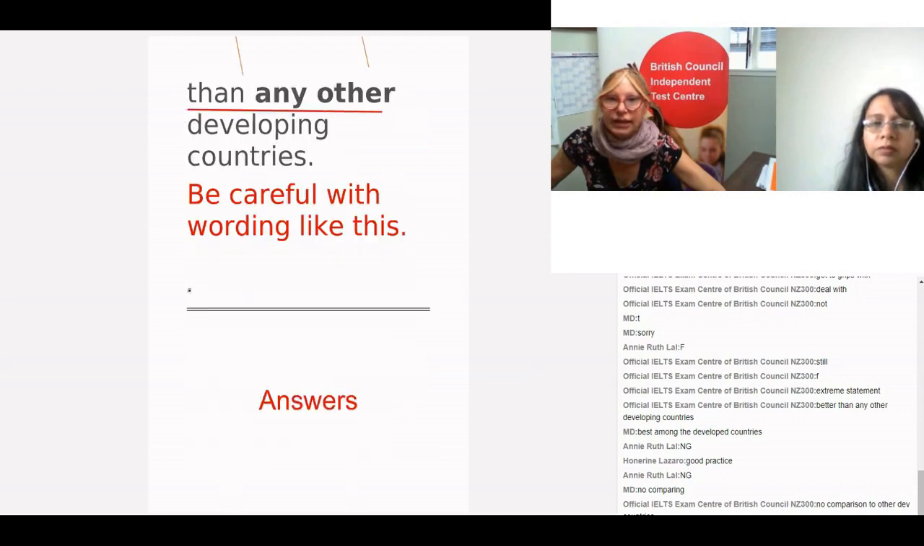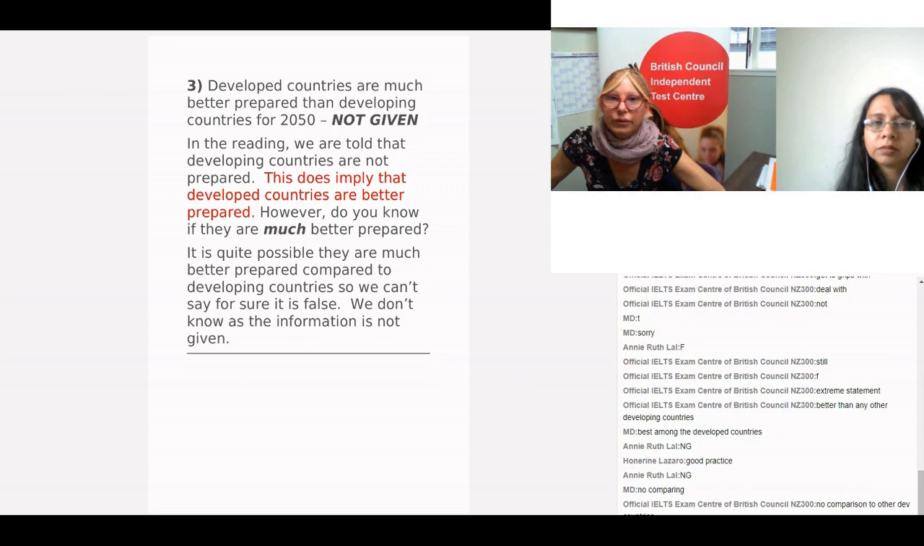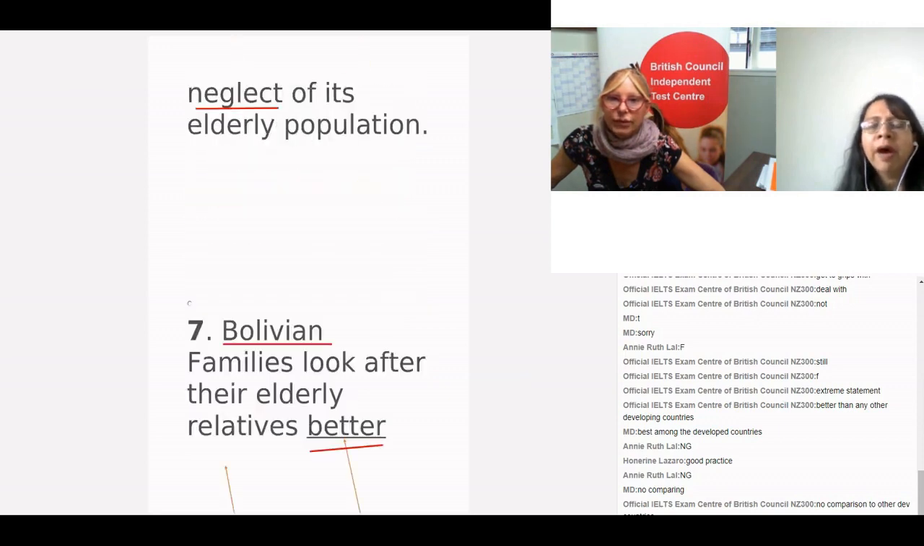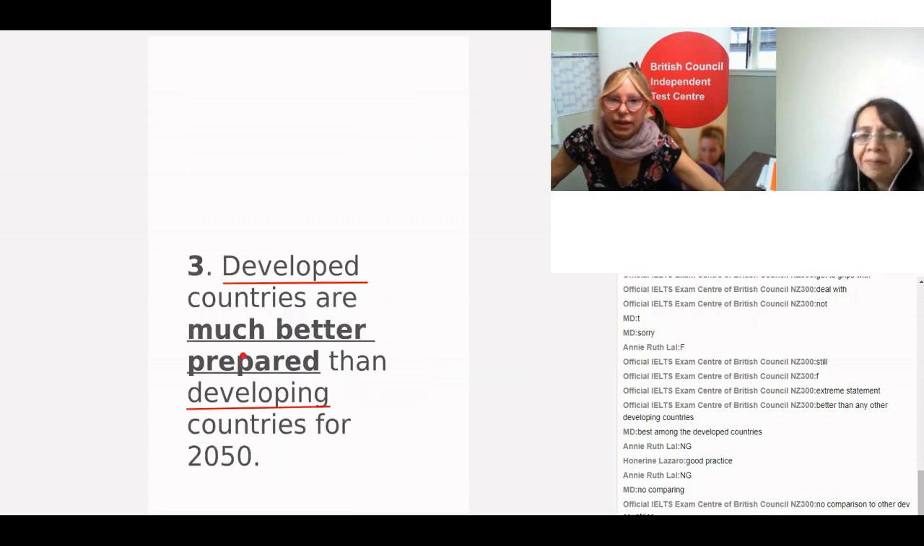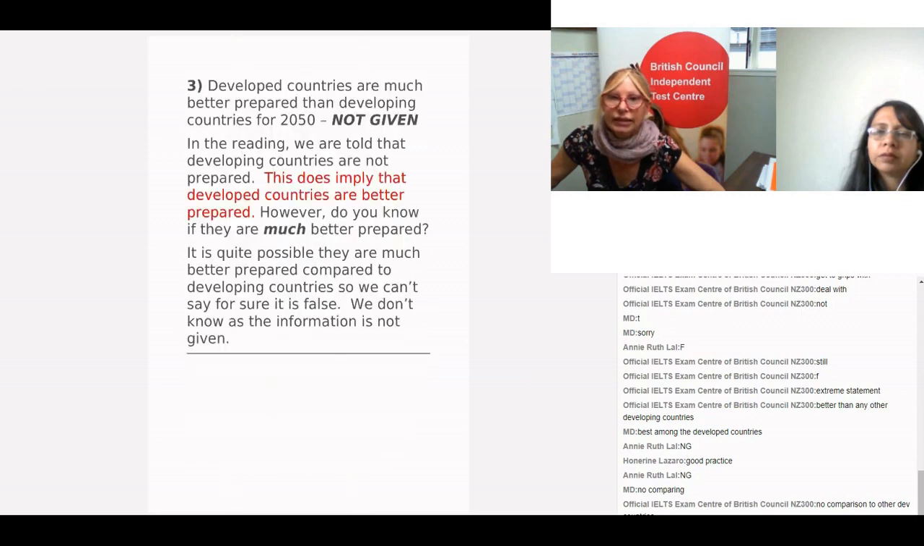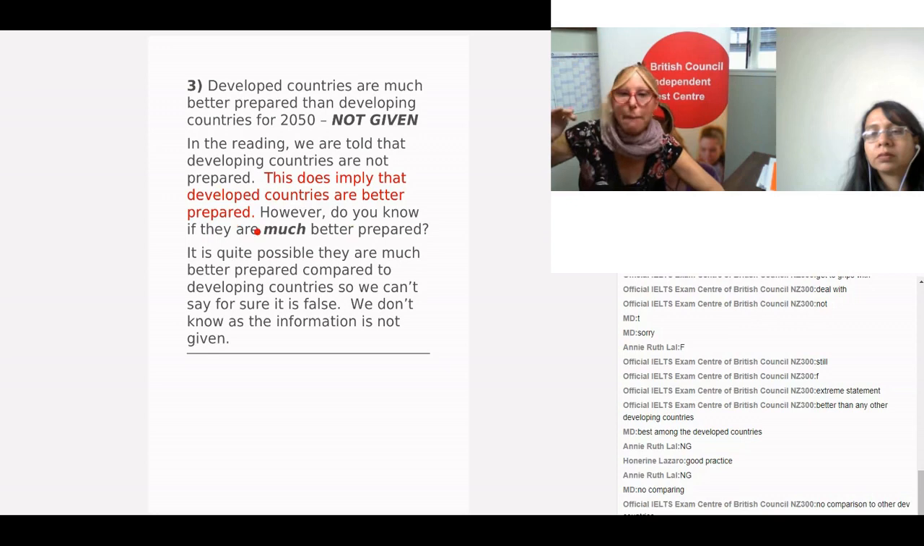Yeah. So just a quick summary now on what we have been looking at. Okay, so our question number 3, which was a not given, I did talk about it already, but: developed countries are much better prepared than developing countries for 2050. Here is the explanation. In the reading, we are told that developing countries are not prepared. This does imply that developed countries are better prepared. However, do you know if they are much better prepared? So these words like "much better prepared," you have to be careful with.